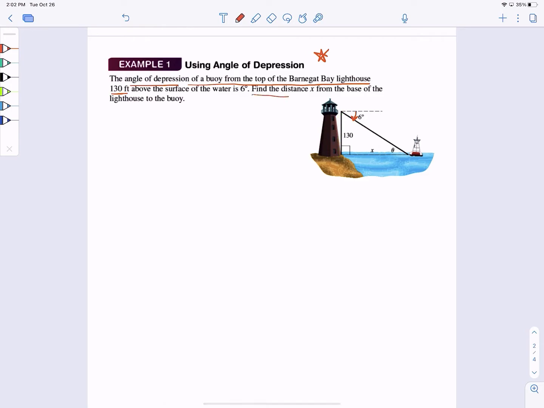Find the distance x from the base of the lighthouse. So we're looking for this guy here. Okay? And you know this is 6. One thing you should remember from geometry class is that this angle here and this angle are congruent. You know why, right? Because of alternate interior angles, so you know this is 6 degrees. Okay? So that should help you.